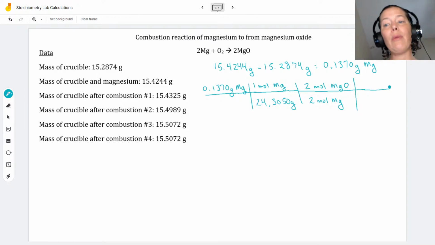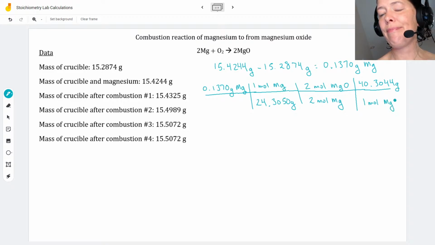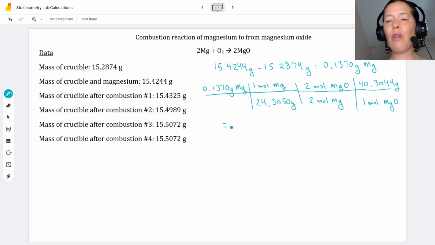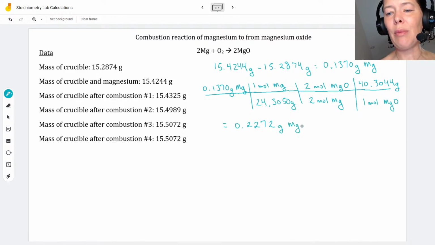And then finally, I am going to convert this moles of magnesium oxide into grams of magnesium oxide, because I have all of these masses that I weighed after the reaction was complete. So this molar mass is 40.3044 grams over 1 mole of magnesium oxide. Okay, so I've kind of run out of space there, so I'm going to pop down to the second line. So if you run through this calculation, you will get a theoretical yield of 2.2272 grams of magnesium oxide.